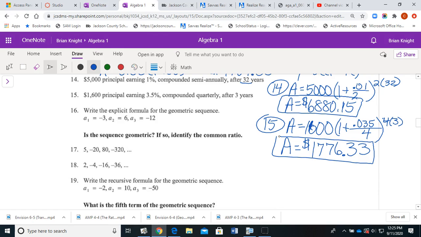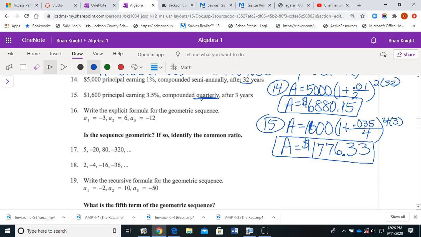Do me a favor, where'd you get that 4 from? Quarterly. Compounded quarterly. Okay, quarterly means 4. The test will be, yeah. Wait, the test is online? No, I was fixing to say you're killing me. I don't mean to. No, the test is going to look like that. Okay? All right?